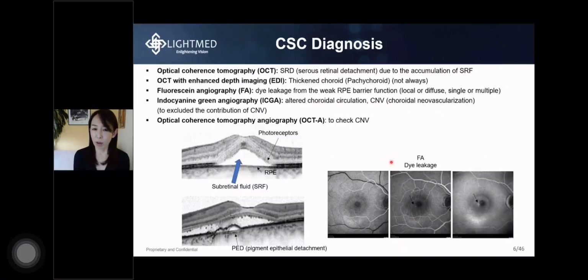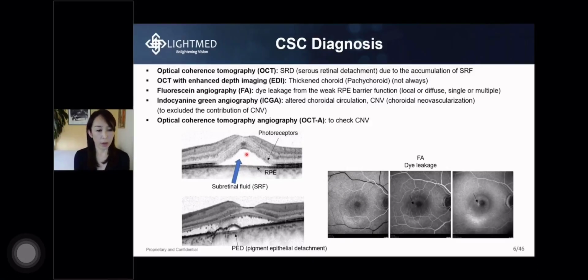Okay, so diagnosis. Diagnosis of CSC is not so difficult, but it's very important to make a differential diagnosis in order to choose the appropriate treatment. One of the most important tools is OCT, optical coherence tomography. Many of you already know. With OCT, we can see very well a serous retinal detachment like this due to the accumulation of fluid, as we saw before. And we can see that this area is very homogeneous and also has very low reflectivity in OCT. It's not difficult to find this.